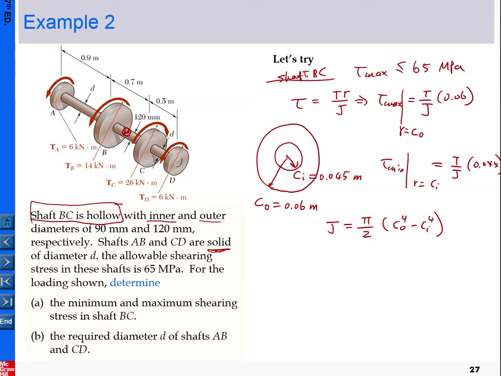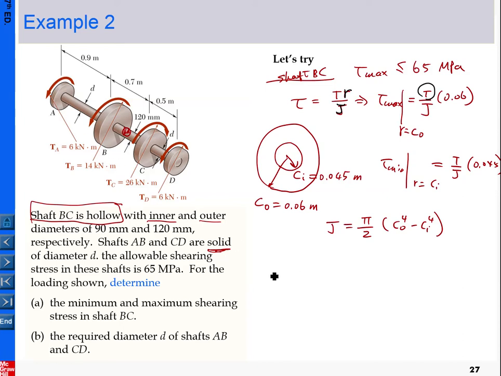So right now we are able to determine J, and we identified the R values for maximum and minimum. But what is T? That's the missing link here. So what is the T? We can repeat the same process.